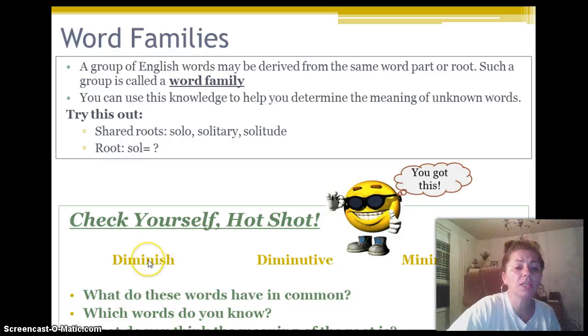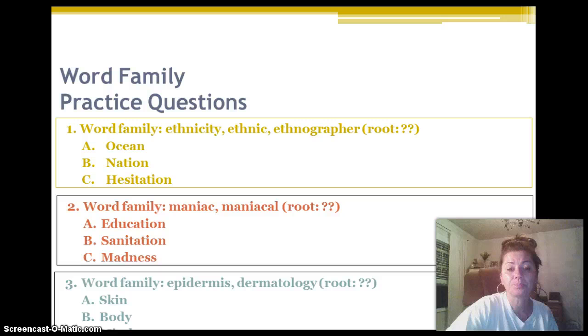Now let's come down here and look at diminish, diminutive, minimum. These things have something in common. In the middle they have min, M-I-N. Now you know minimum means less or least, right? Or to reduce. So min in diminutive, this word must have something to do with reduction or less. And diminish must have something to do with reduction or less because we see M-I-N in each of these words. Okay, and that's what a word family is called.